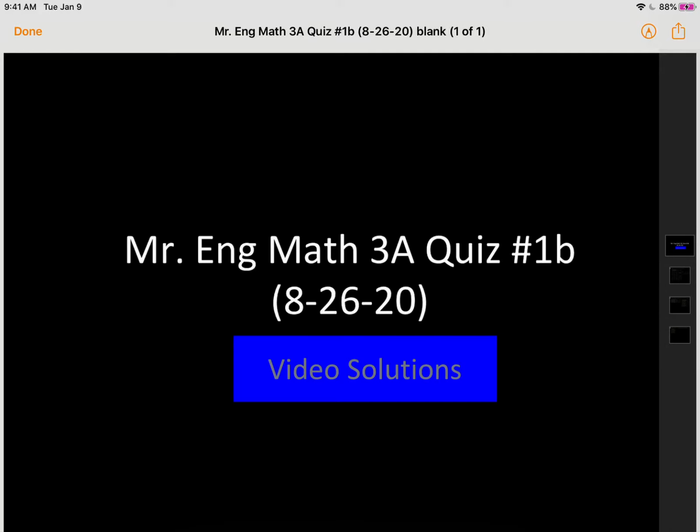All right, let's go over this. For Savannah students, this is quiz number 1B taken on August 26, 2020. And for CVA, this is kind of like a practice quiz that I'm giving you guys.